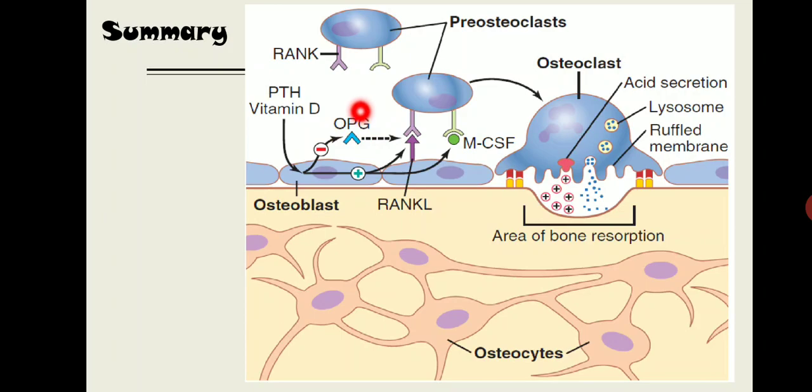Now what is this OPG? It is osteoprotegerin. This osteoprotegerin will bind with the same receptor and act as a competitive inhibitor of RANKL, preventing the conversion of this pre-osteoclast or monocyte into the osteoclast, right? This is all about the summary of our discussion.